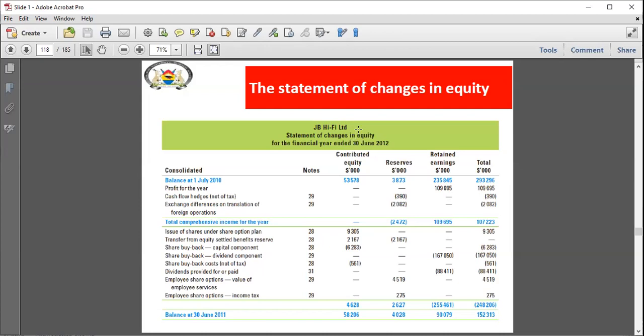So those are basically the most common ones: the retained earnings, the reserves, the equity itself. This equity can also have a share premium, or they can call it share capital as well, and then the revaluation surplus that I've talked about. And like I said, if you look at the question and the question does not have any reserves, then you leave that out. So that is very important to know.